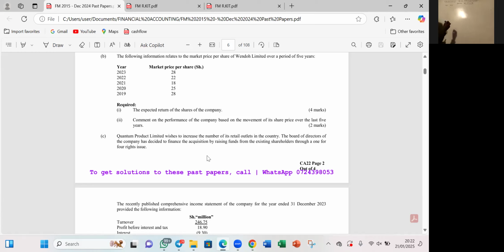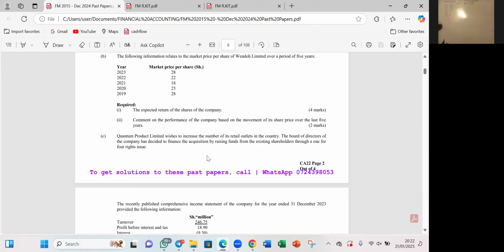So for 2023, 2022, 2021, 2020 and 2019, the market prices are 28, 22, 18, 25, then 28. So I can stop sharing now.